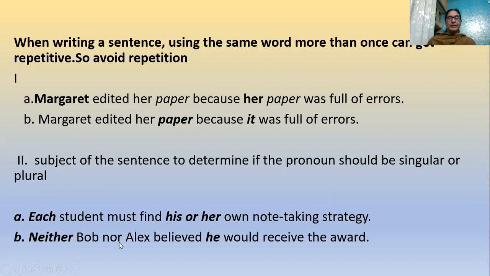So neither Bob nor Alex believed he would receive the award, not they here, because if it is joined by a different thing, it will be different. So each is joining, and if each is there, his or her, we have to use singular here.